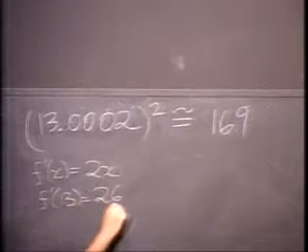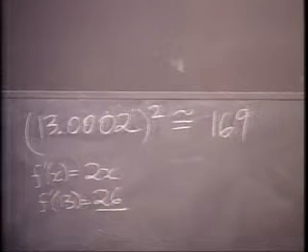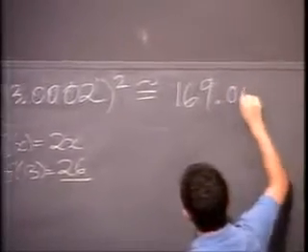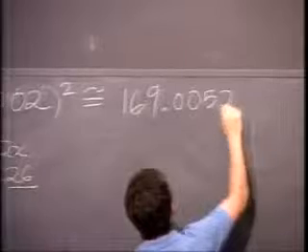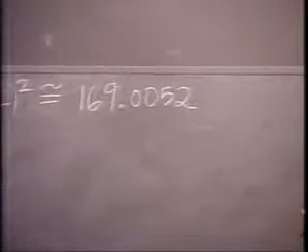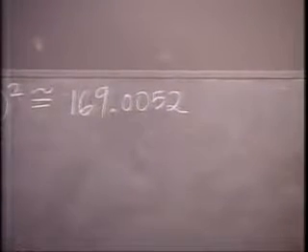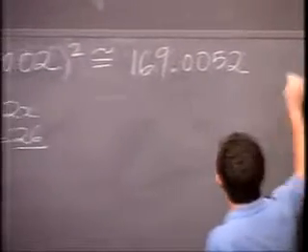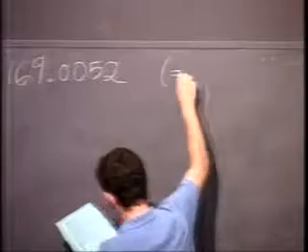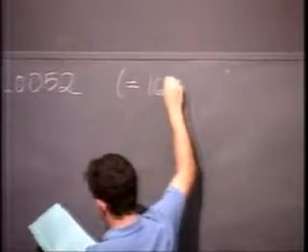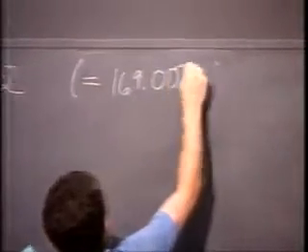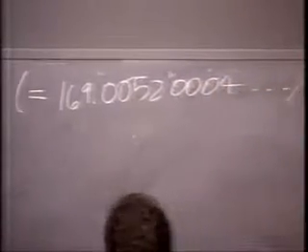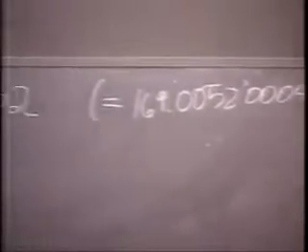But we're just squaring. So at 13, the magic number is actually 26, not 12. So this should be approximately 169.0052, because 26 times 0.0002 is 0.0052. So it's a different magic number when you're close to something else. And of course, the actual number turns out to be 169.005200004, and I can't even remember if it keeps on going, but you see how close the approximation is.